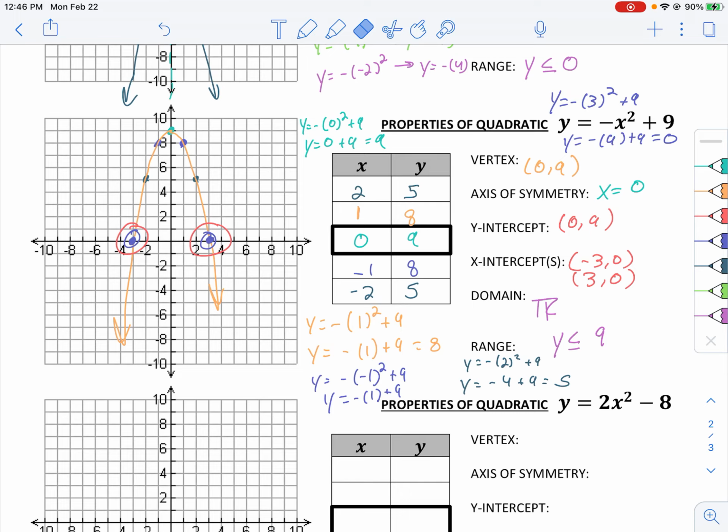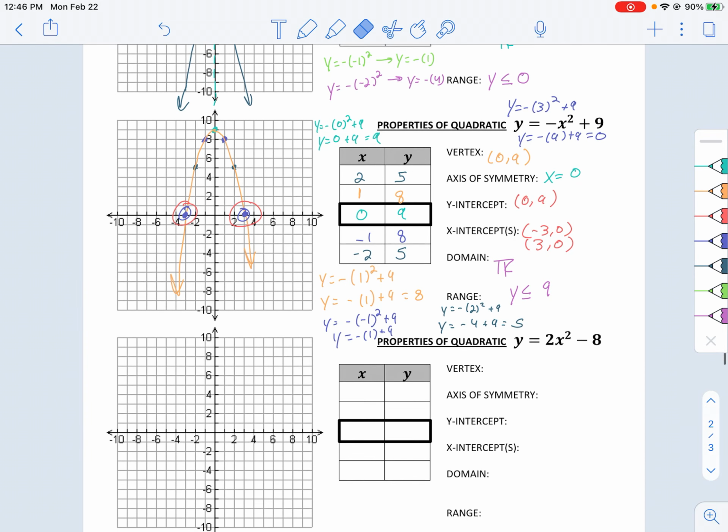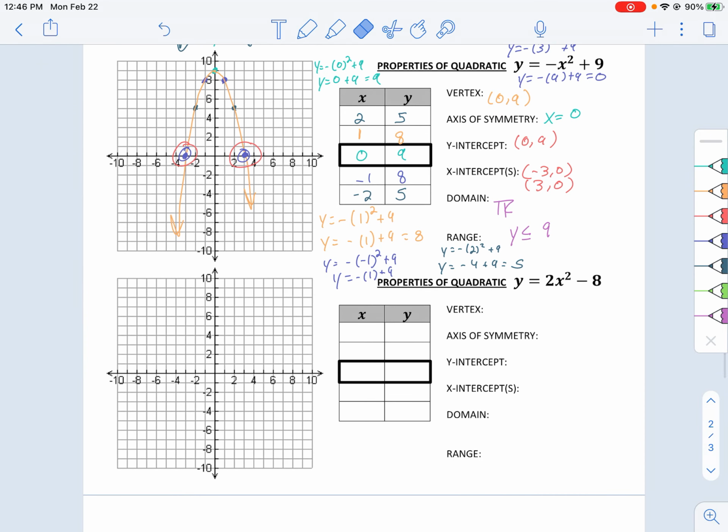All right, so that is that. I want you guys to try that last example, see if you're starting to understand it.